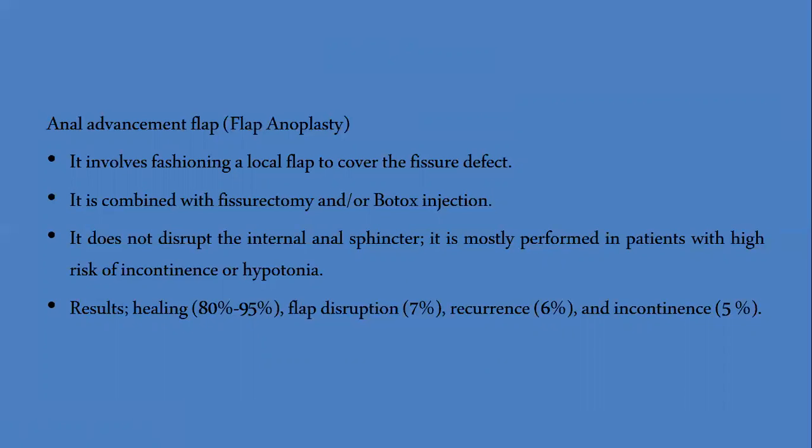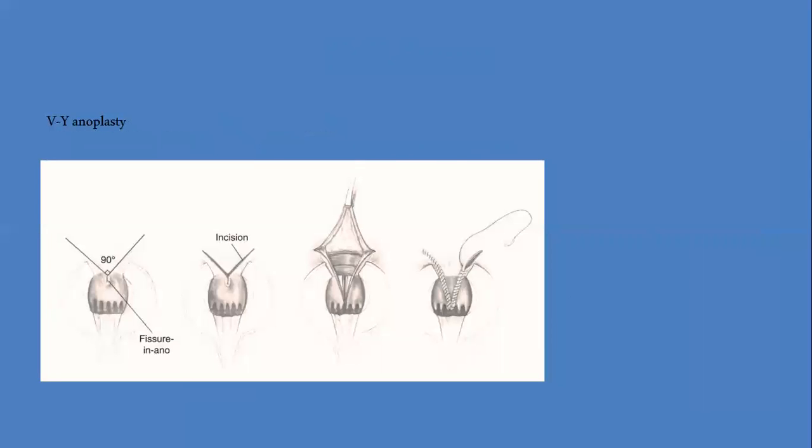The results of the anal advancement flap: healing up to 90%, complication of flap disruption up to 7%, recurrence rate 6%, and incontinence 5%. And this is how we perform the advancement flap.